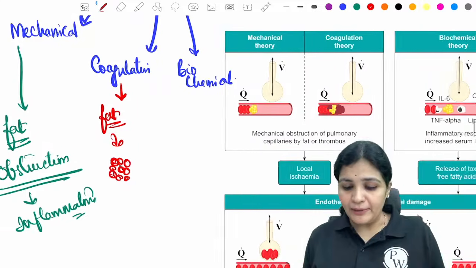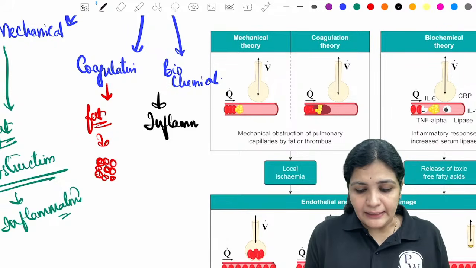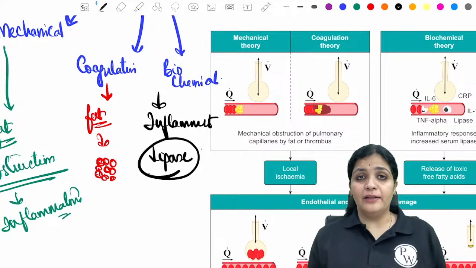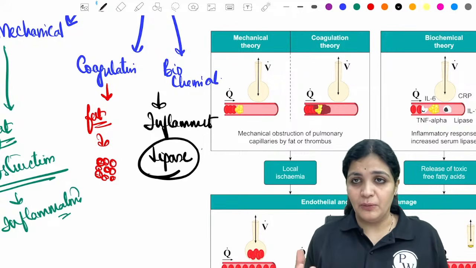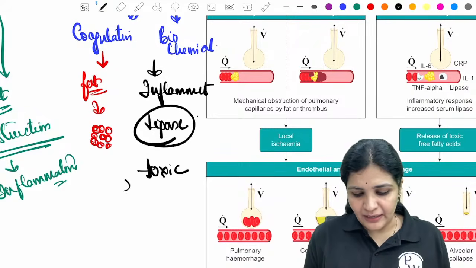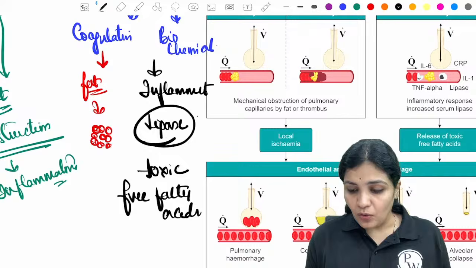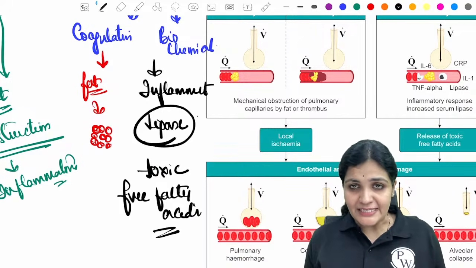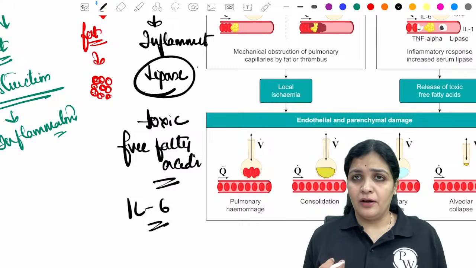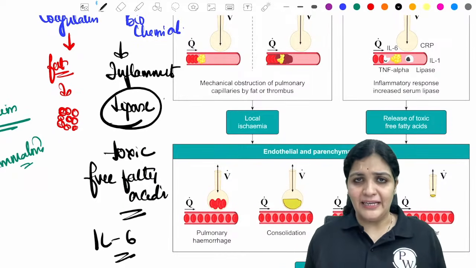And what is biochemical? Here again there is a process of inflammation where the lipase will act as a catalyst, and this will convert the fat into fatty acids. So there will be generation of toxic free fatty acids, and this will cause an increase in interleukin 6 and various inflammatory markers such as interleukin 1, interleukin 6, CRP, ESR, and all this gets elevated.